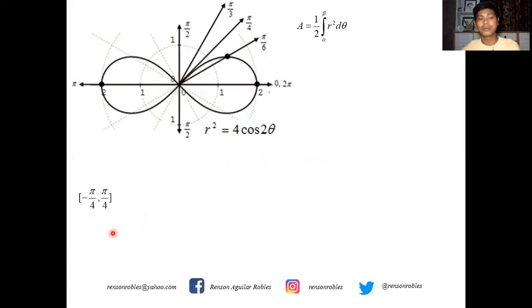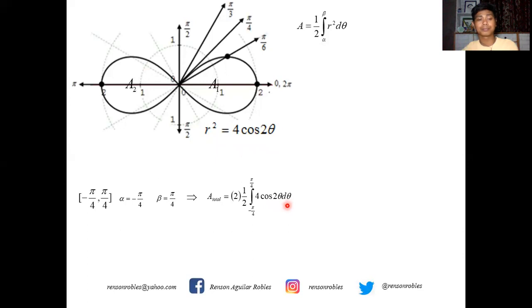So if you are doing it in the interval negative pi over 4 to pi over 4, this is your A1, and this is your A2. So the total area is equal to twice the area of A1. So you have alpha is negative pi over 4 and beta is pi over 4. So the integral would have been, the total area is 2 times 1/2 times the integral of 4 cosine 2 theta d theta. Since from the formula, that's already r squared, and the equation of our polar curve is r squared equals 4 cosine 2 theta, you only have 4 cosine 2 theta d theta.